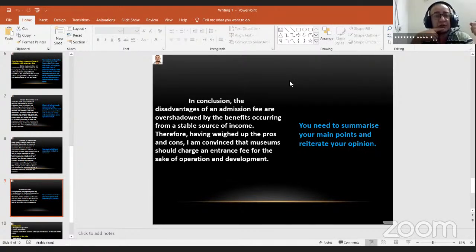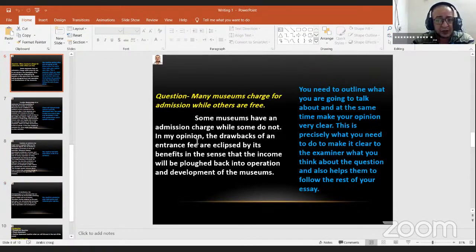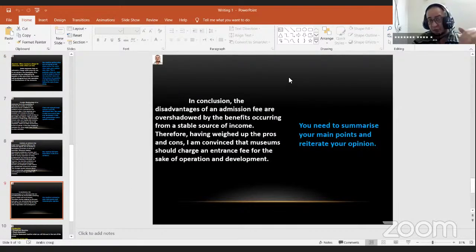In the conclusion, we repeat our opinion here, how we answered the first question. If you remember, when we said the drawbacks of an entrance fee are eclipsed by its benefits, we rewrite it here in other words: the disadvantages of an admission fee are overshadowed by the benefits occurring from a stable source of income.